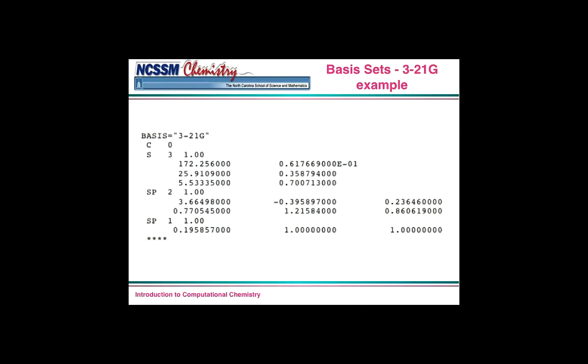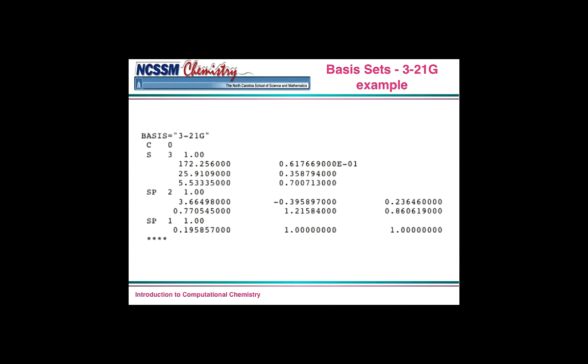Okay, so let's take a look at what these numbers are here. So this is a 321G basis set. What you should notice there is a 321. Under the 3 there, you see starting with the 172, the 25, and the 5. Those are the alpha values for the STO-3G calculation that you're doing on the inner core electrons on the inside. The 0.617, 0.358, 0.707 are, of course, your contraction coefficients for this, and those should be numbers that you're familiar with.